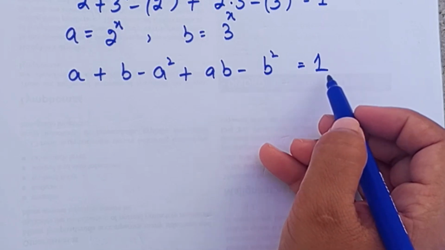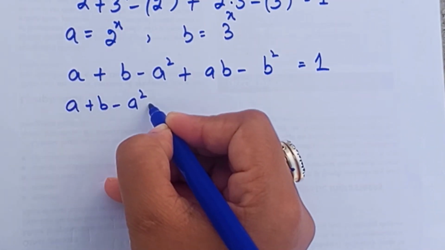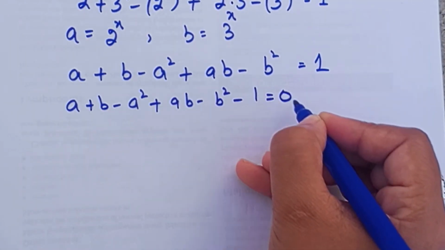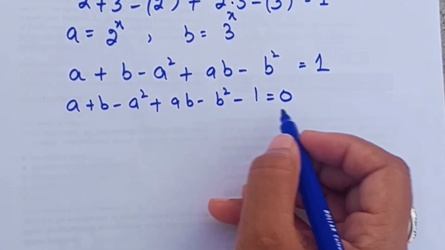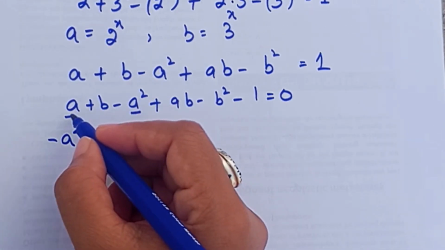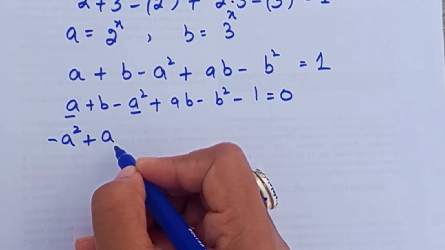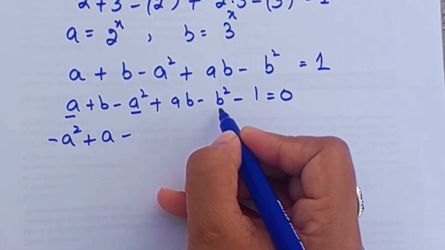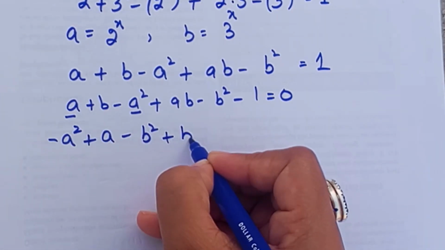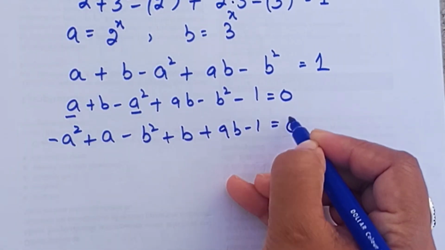Now we move all the terms to the left hand side. So this is a plus b minus a square plus product of ab minus b square minus 1. This is equal to 0. Now we rearrange the left hand side a little bit. So this is a minus a square, and after that we write the same base which is a, so positive a, and the next term minus b square and positive b, and after that plus product of ab minus 1. This is equal to 0.